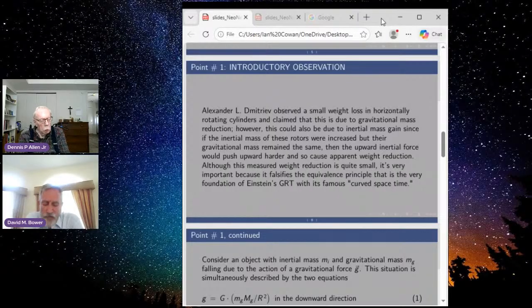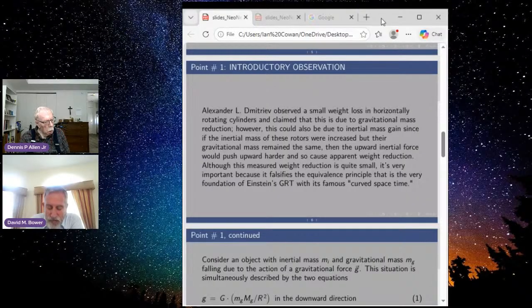So this calls attention to the fact that inertial mass and gravitational mass may be different, which would invalidate Einstein's equivalence principle. By the way, I did discover in my reading that Einstein's equivalence principle, the whole thing where you have an elevator being pulled upward in outer space, accelerating, say, to the right, is equal to a gravitational force in the left direction.